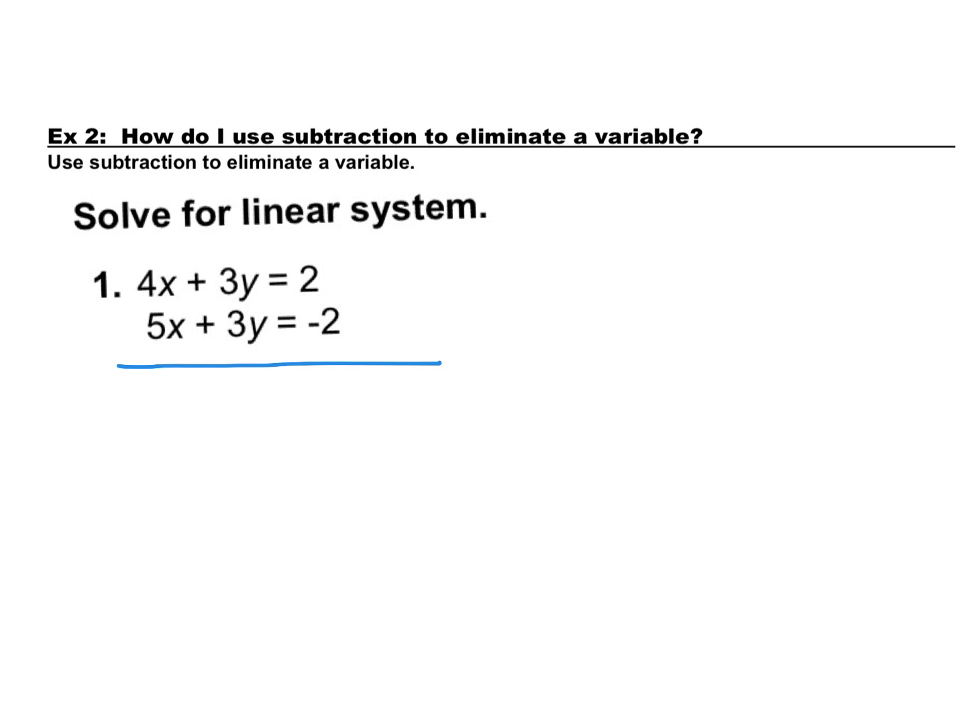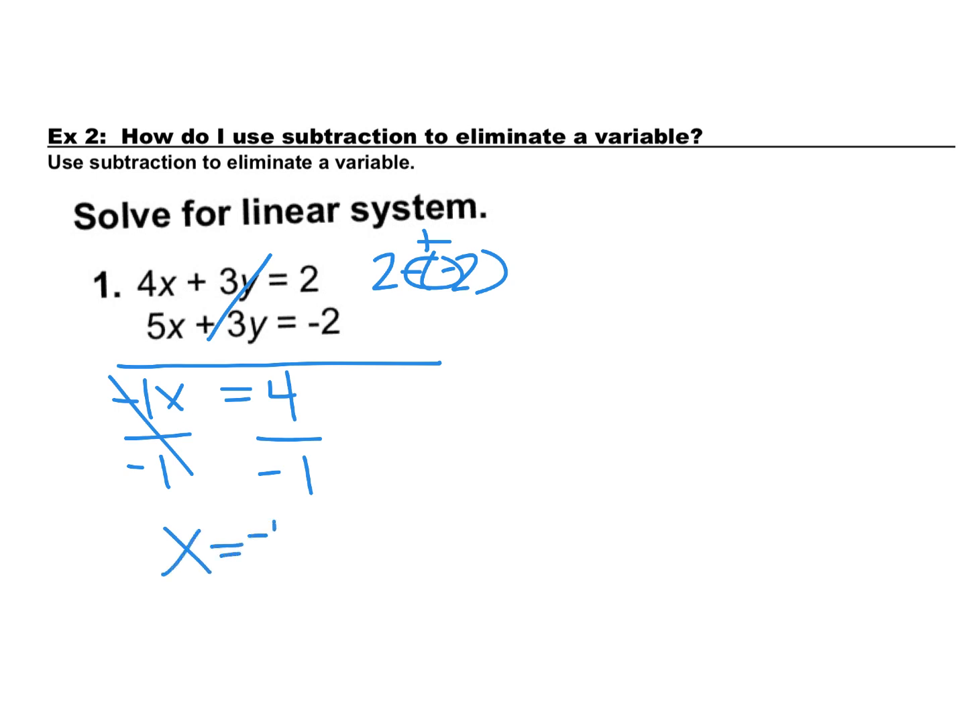So if I wanted to then solve the system by subtracting, what I would have to do is go through and subtract everything in this system. So I would take 4x minus 5x, and I would have negative 1x, or just negative x. 3y minus 3y, that would cancel out. And now I'm looking at 2 minus negative 2. Those two negatives become the positive, and I have 4. So I would then divide by negative 1, and x is going to be equal to negative 4.